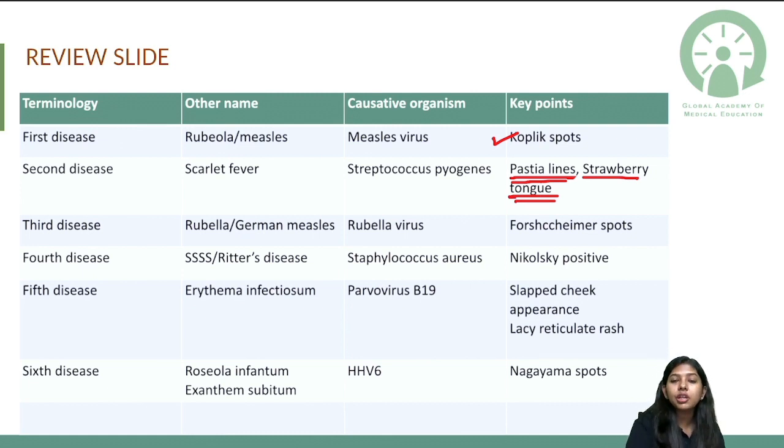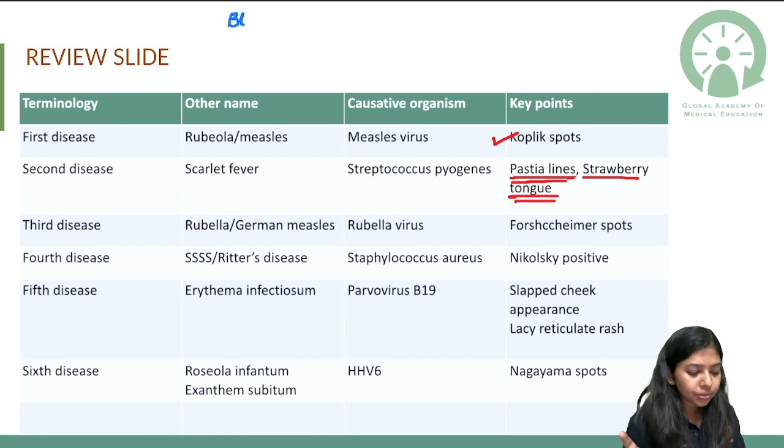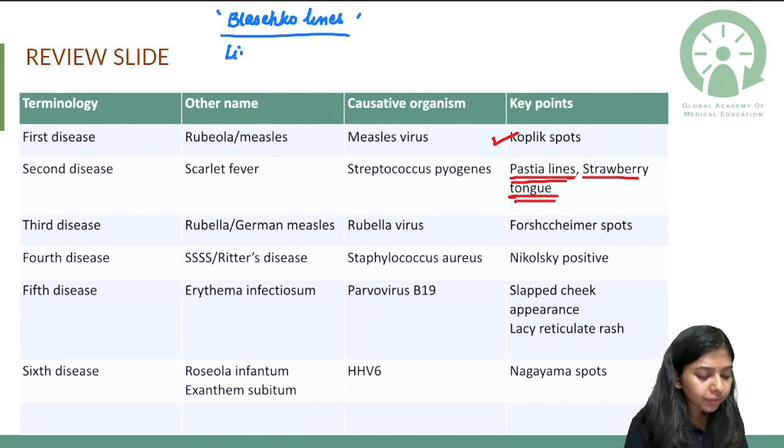Pastia's lines are exaggerated, hyperpigmented lines that you get in the creases. You get it in the cubital fossa, right? So these are Pastia's lines. Another important line I would like to mention quickly is Blaschko's lines. Examiner's favorite, Blaschko's lines. These are lines of embryonic development, okay, of skin.